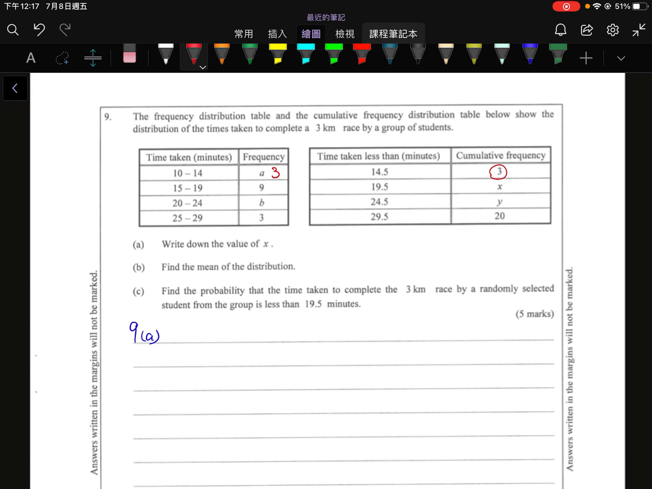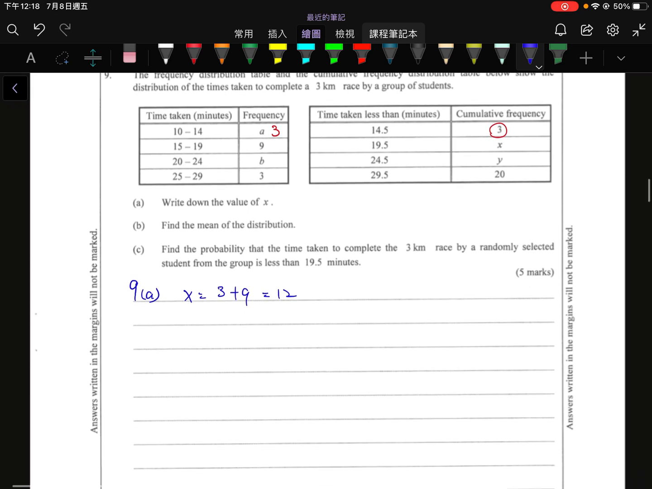After I find out A equals 3, in order to be smaller than 19.5, there are only two groups smaller than 19.5, that is the first and the second row. That's why X will be equal to 3 plus 9, which means 12.